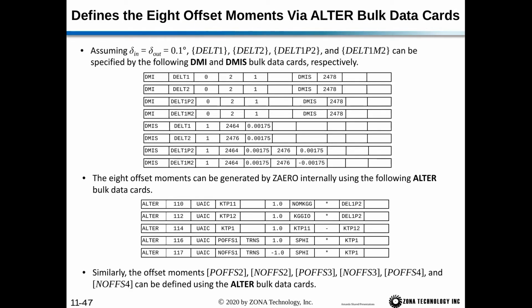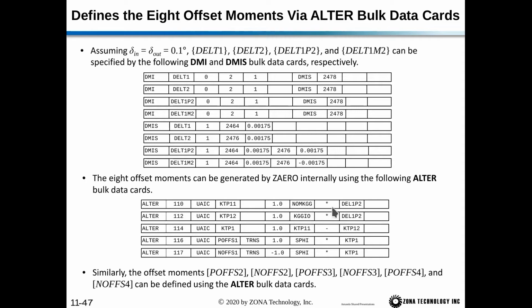Next, we need to define the 8 offset moments via the alter bulk data cards. Now, if we assume delta in equals delta out equals 0.1 degrees, then the delta 1 P2 and delta 1 M2 can be specified by the DMI and DMIS bulk data cards as shown here. So this is selecting the correct row position, and then this is specifying the values of those particular row positions. And the 8 offset moments can be generated by ZAERO internally using the alter bulk data cards here.